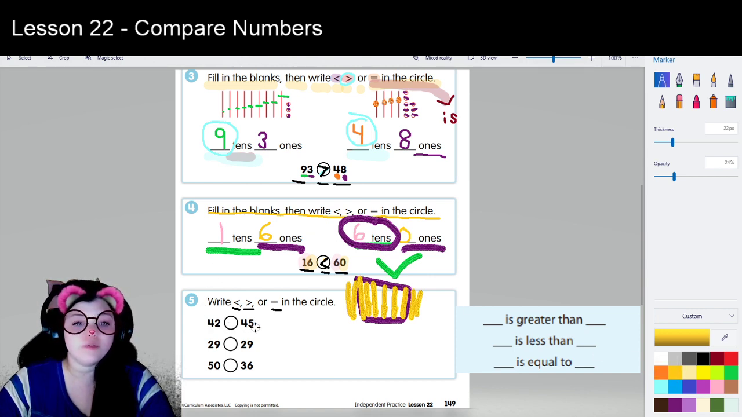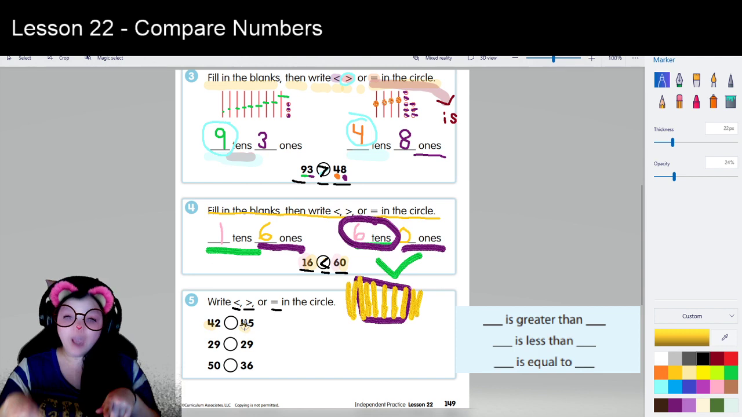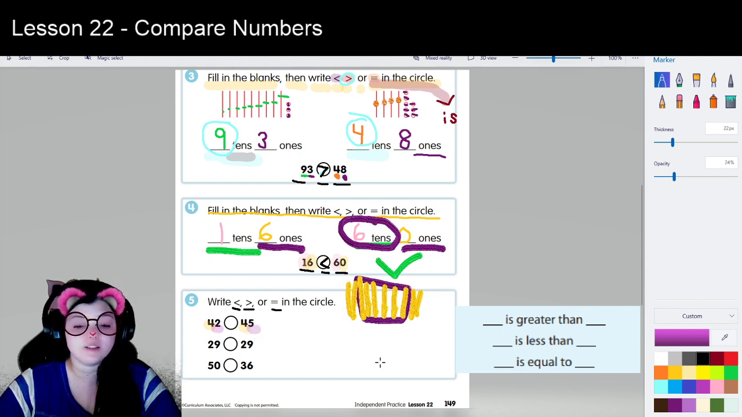42, 45. How many tens in 42? Look at your tens place. There are 4 tens in 42. And how many tens in 45? There are 4. They both have 4, right? They both have 4 tens. Now we look at the ones. Now we see which one has more ones. 42 has 2 ones, and 45 has 5 ones.